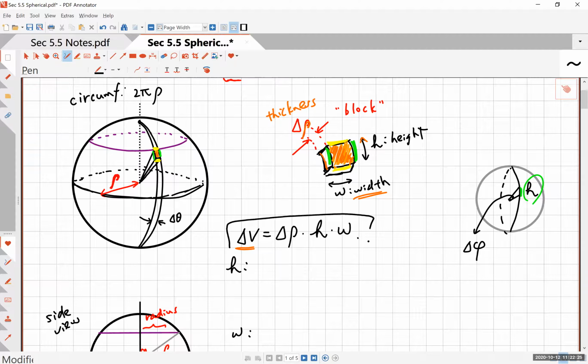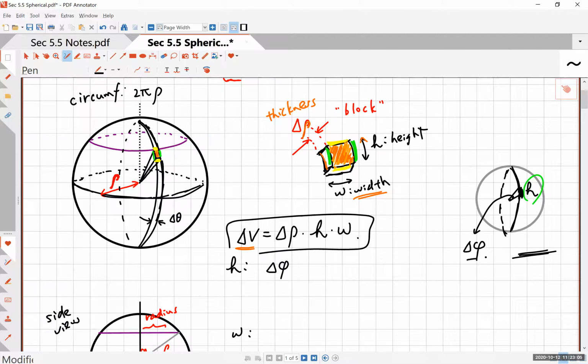All right, so with that in mind, let's try to figure out what h is, the height, the green part. What is this height? Well, I think you can tell, right? If you look at this line on this block, this is a part of the circumference, right? So how much of the circumference are we talking about? We're trying to find this length here, okay? And how much of the circumference are we taking as h? Well, it's pretty simple because h is delta phi.